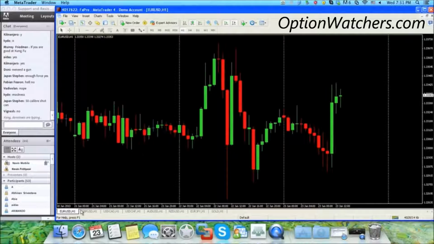Don't think that because a support and resistance line is there, nobody can move this area, like the market's going to return from here. No, it doesn't work like that.